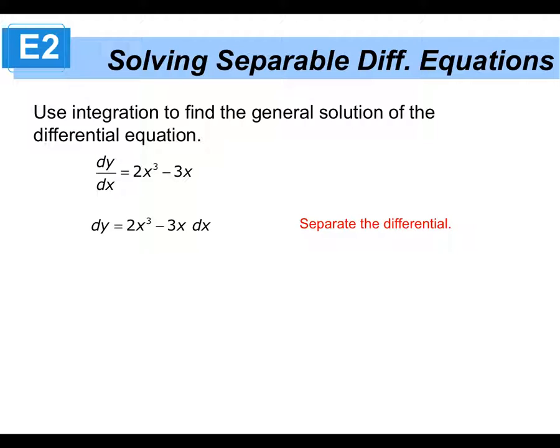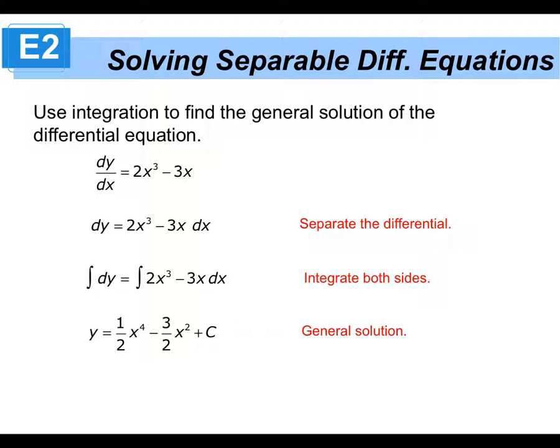What do I do next to get y by itself? And take the integral of both sides. Michael, what's the integral of dy? Y. Good. And what's the integral of 2x cubed minus 3x? 1/2 x to the 4th minus 3/2 x squared plus c. Plus c. Very good.